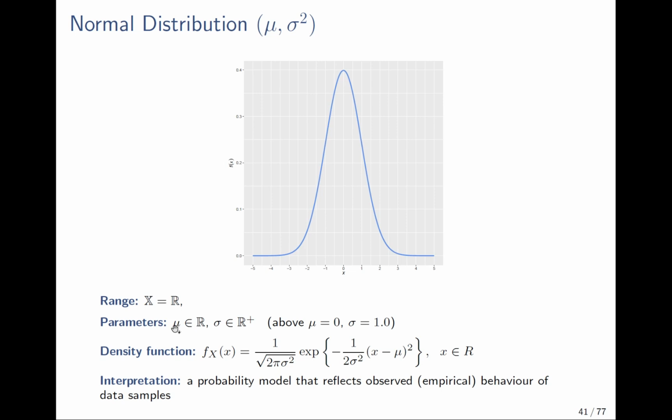It's governed by two parameters, mu and sigma. Mu is a measure of the centre of the distribution. It's actually called the expected value or the mean. And sigma, or sigma squared, has got to do with the spread of the distribution, and that is called the standard deviation or the variance. The density function takes this form here, and we interpret the normal distribution as a probability model that reflects the observed empirical behaviour of data samples, or many data samples, in the real world.